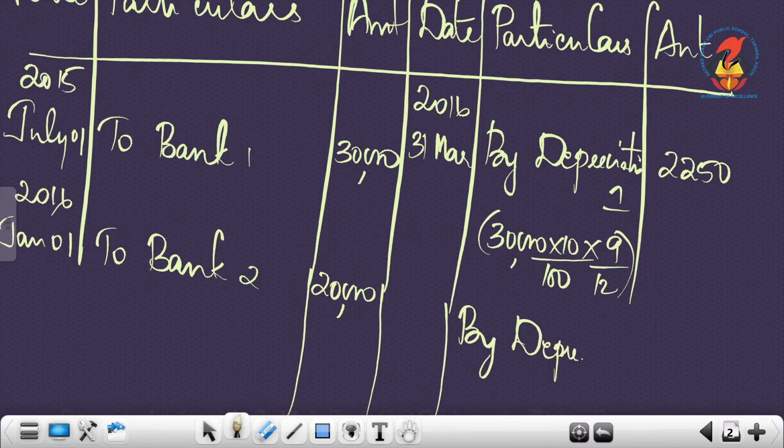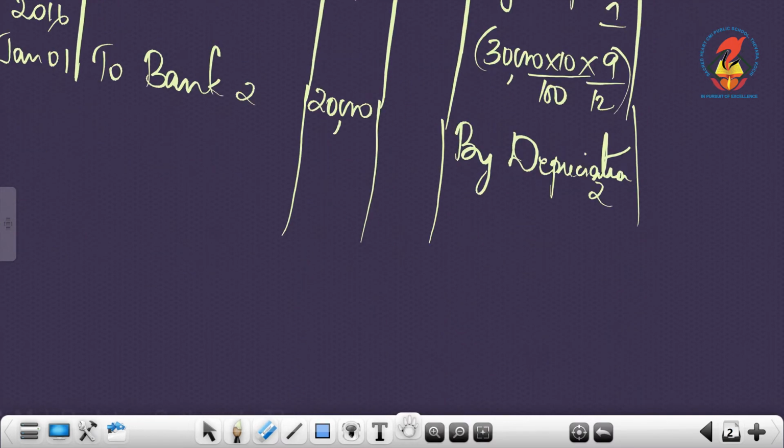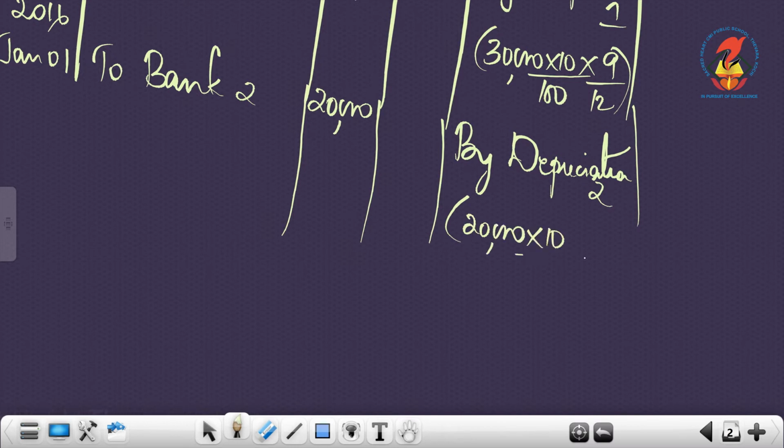Then by depreciation 2 we have to do the calculation on this 20,000. So that will be 20,000 into 10%. Again consider the time period. We purchased this on January 1st. So starting from January. So it is January, February, March. 3 months we have to consider. Always you have to consider the time period. Don't forget that. So this will be 500.